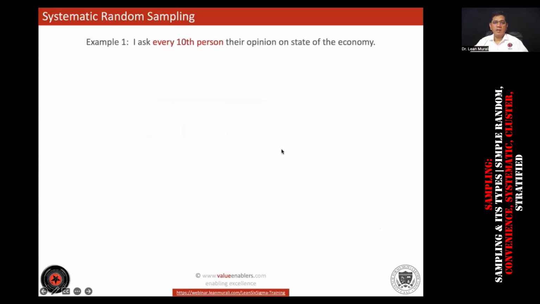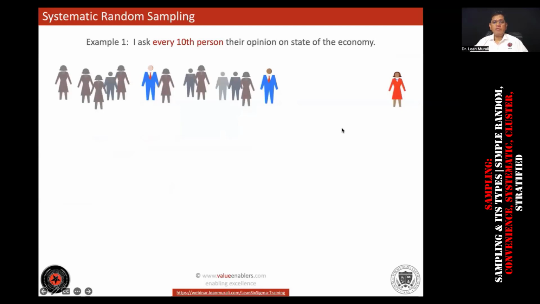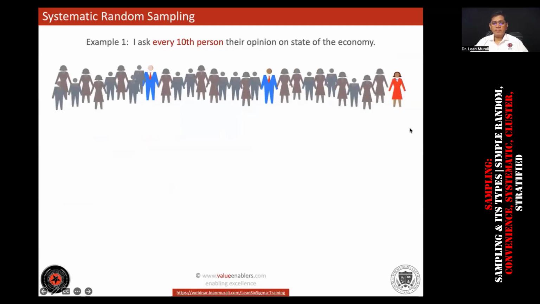I'll help you with a different example. For example, if you see a lot of people here, I ask every 10th person their opinion on the state of the economy. I pick up this person, the 10th person, and then the next 10th person, and then the next 10th person that I pick up. This is what is called systematic random sampling.